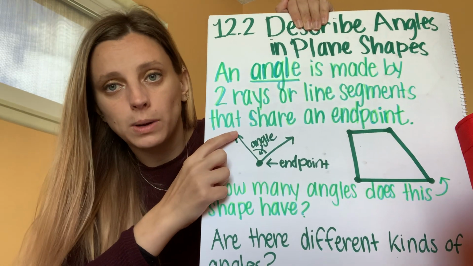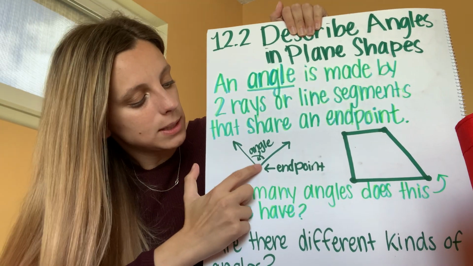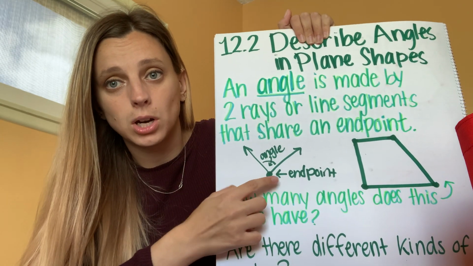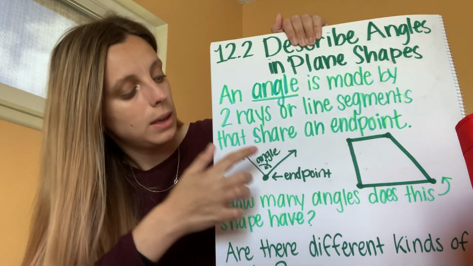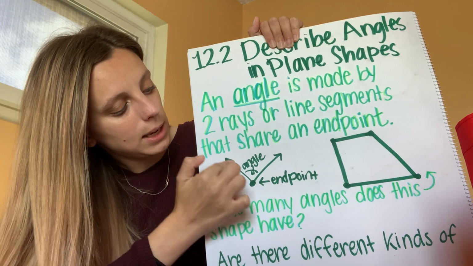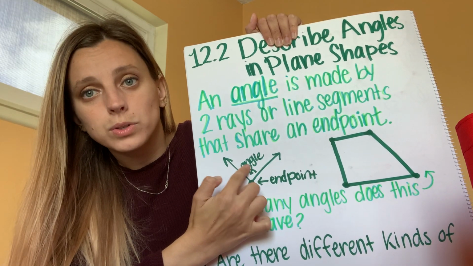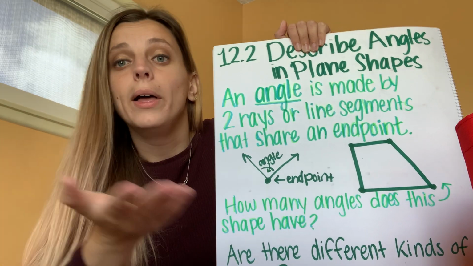So here I have two rays. You can tell that they're rays because they have an endpoint on one end and an arrow on the other, indicating that they start and go on from that point. And they meet at their endpoints. They connect here. This space inside of those two lines, that's what we call an angle.